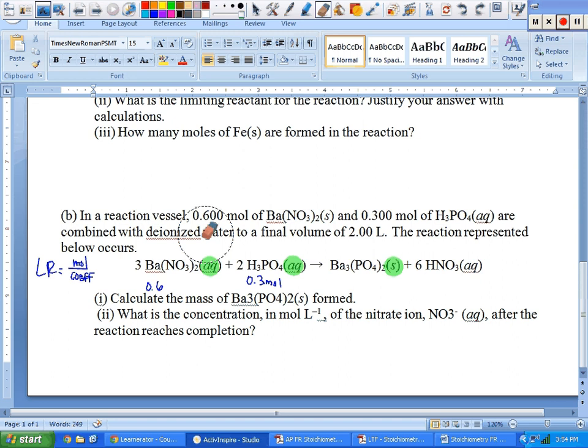0.2. And the other one, 0.3 divided by 2, is 0.15. So, based on that, which one's your limiting reactant? The one with a 0.5. So, which would be what? Phosphoric acid. Our phosphoric acid is going to be our limiting reactant.